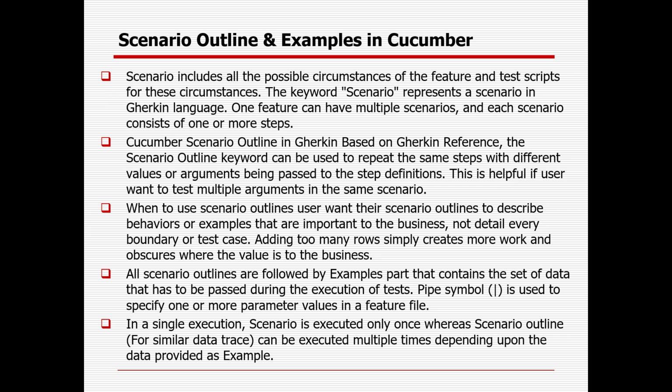When to use scenario outline: the user wants the scenario outline to describe behavior or examples that are important to the business, not detail every boundary or test case. Adding too many rows simply creates more work and obscures where the value is to the business. All scenario outlines are followed by an examples part that contains the set of data that has to be passed during the execution of the test. The pipe symbol is used to specify one or more parameter values in the feature file. In a single execution, a scenario is executed only once, whereas a scenario outline for similar data can be executed multiple times depending upon the data provided as examples.